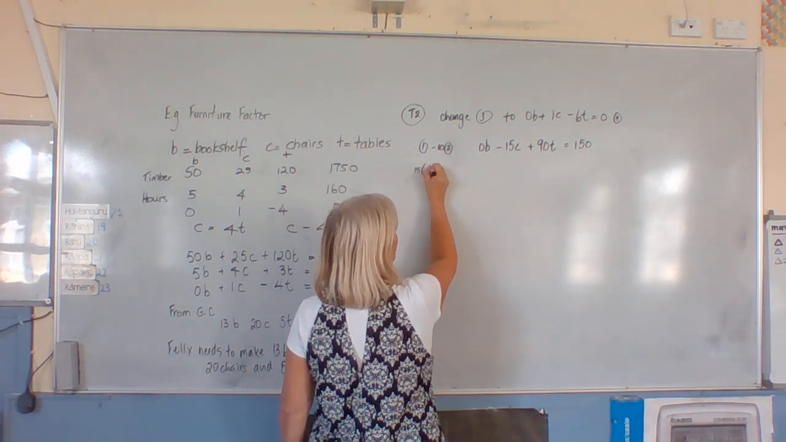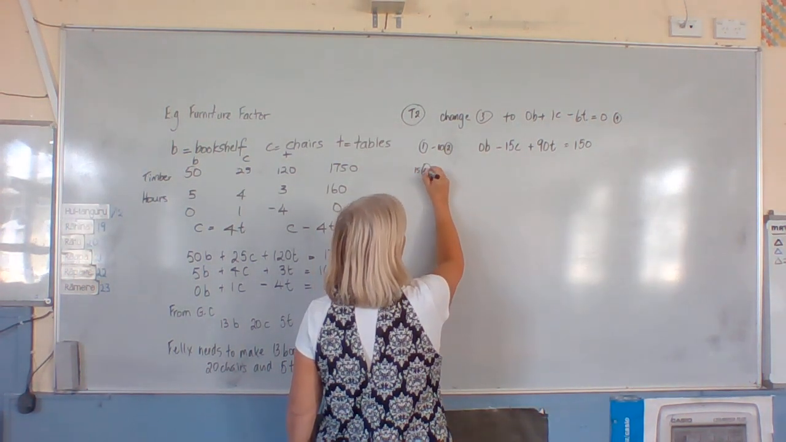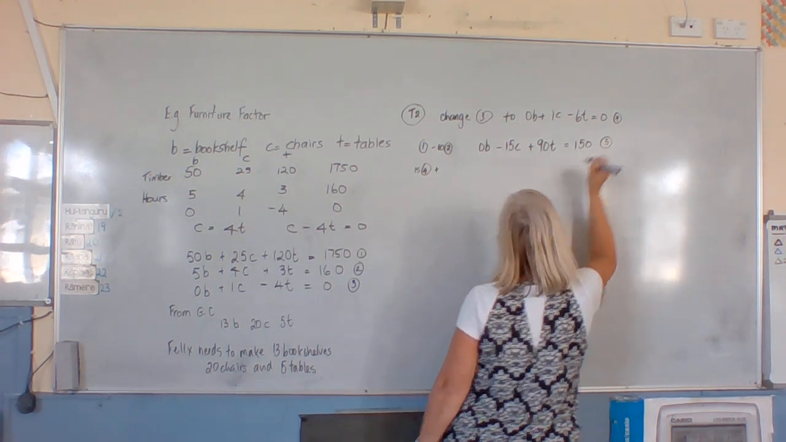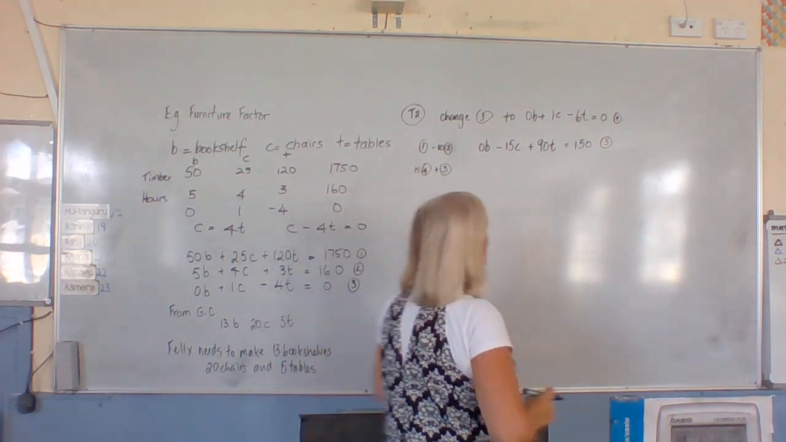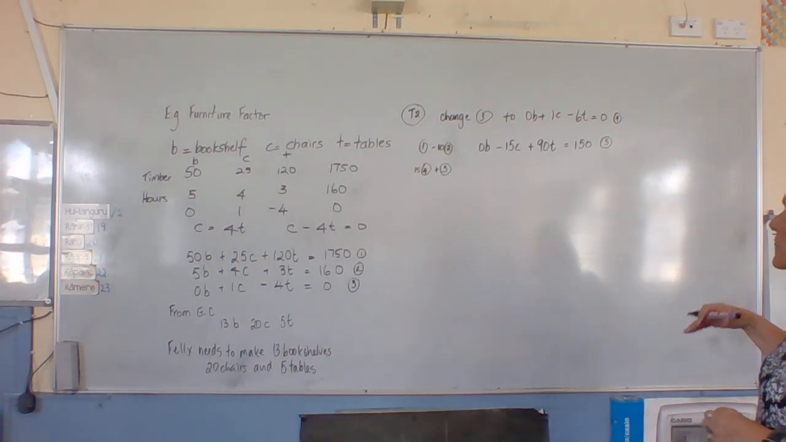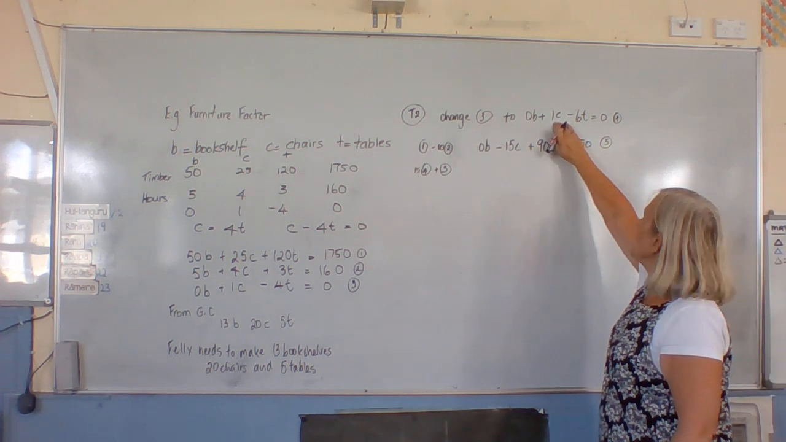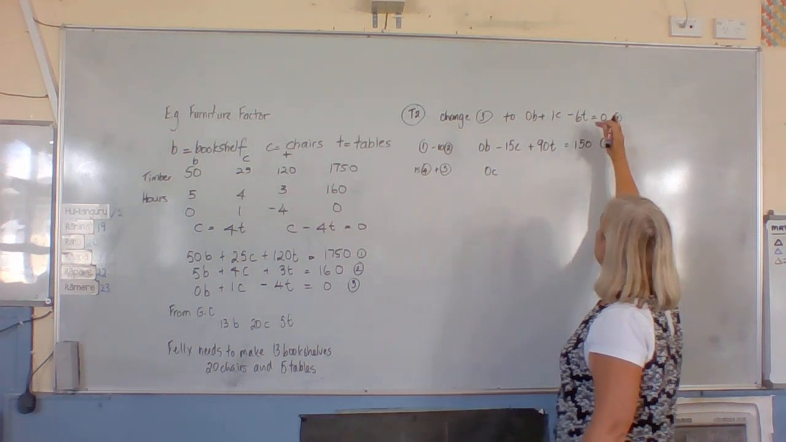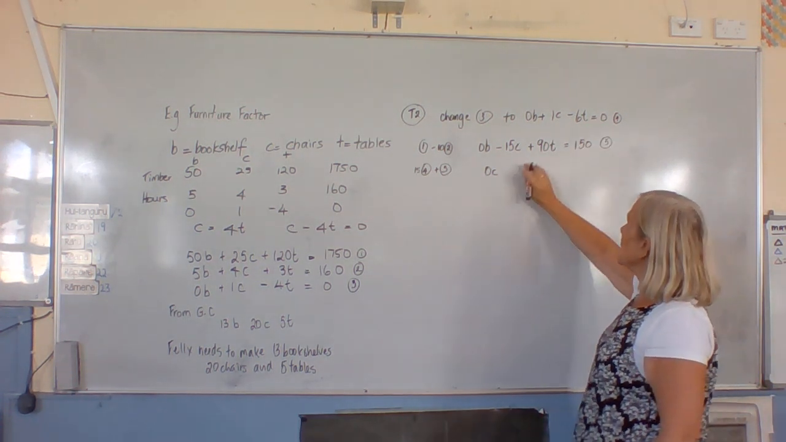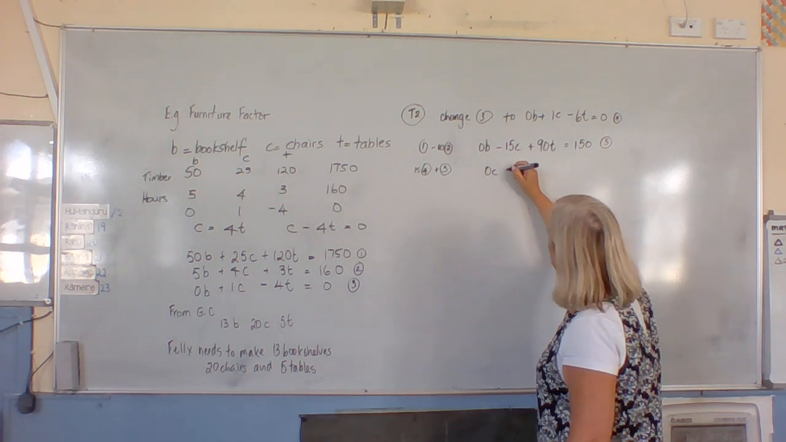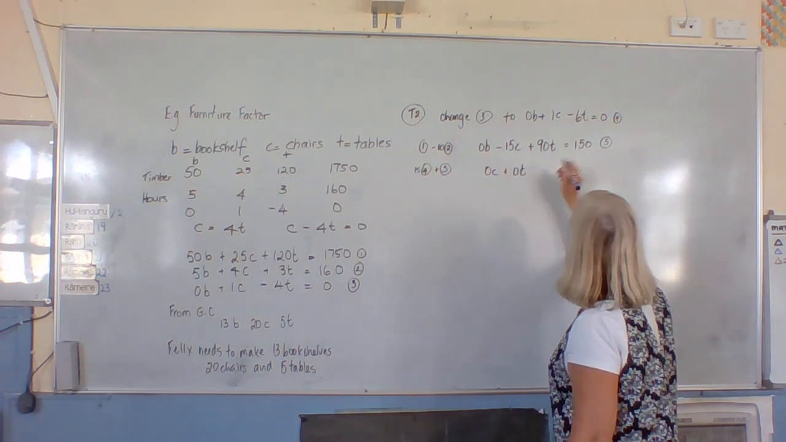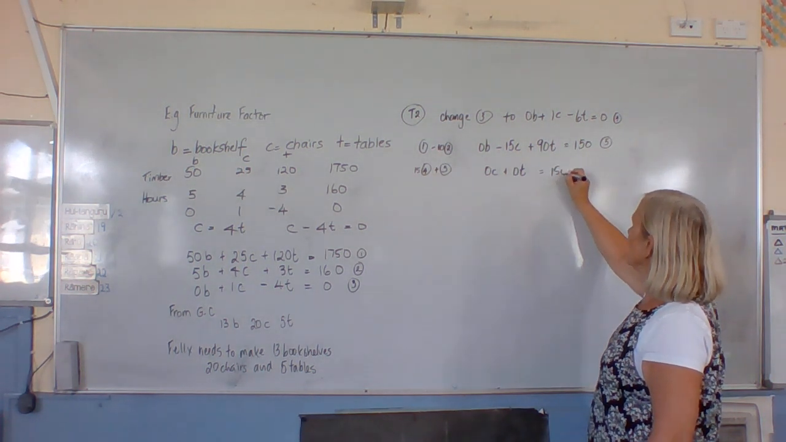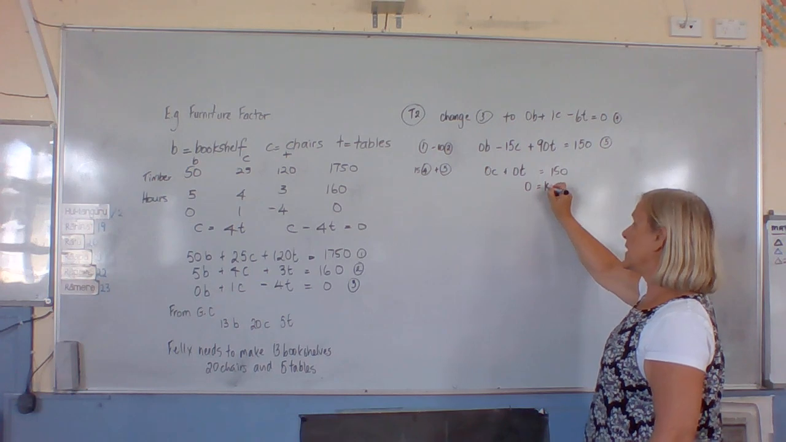So I want to do 15 times 4 plus 5. So the 0b's don't need anything, we're not even going to write it down. 15c plus minus 15c gives me no c's. 15 times 6 is negative 90, plus 90 gives me no t's. 15 times 0 plus this gives me 150. So I'm at 0 equals k.